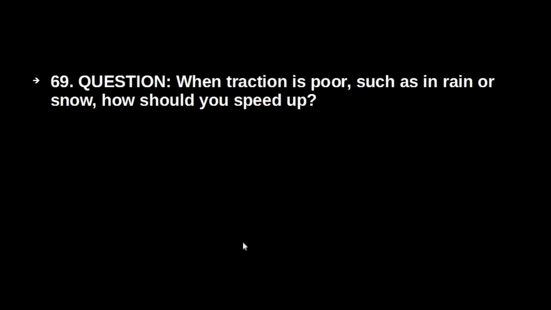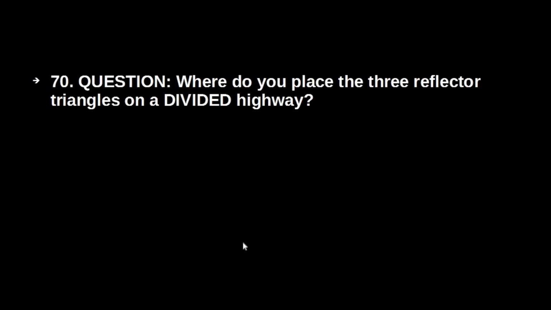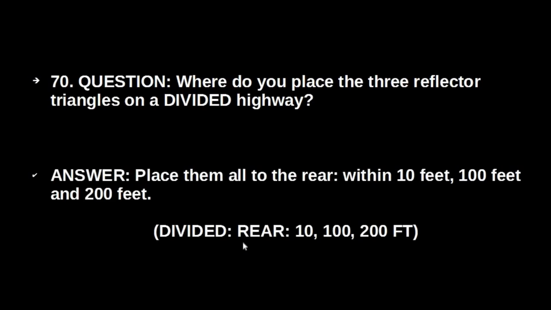When traction is poor, such as in rain or snow, how should you speed up? Very gradually. Where do you place the 3 reflector triangles on a divided highway? Place them all to the rear, within 10 feet, 100 feet, and 200 feet. Okay, so here's the diagram. Divided, rear, 10, 100, 200 feet.